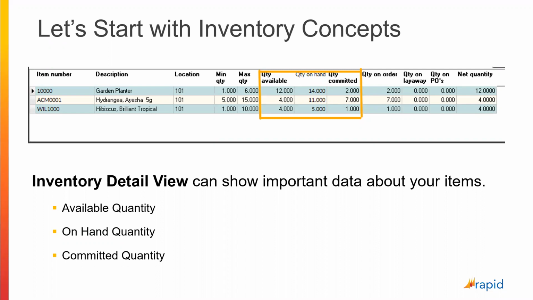Available is what you have that's available to sell right now, meaning it's not committed to anyone else. Your on-hand inventory is what you would have if you were to go in and count everything in your store today. The difference between those two is your committed inventory. It's inventory that's already allocated to a customer transaction, for example an order, a layaway, or a back order. So the system's accounting for those.